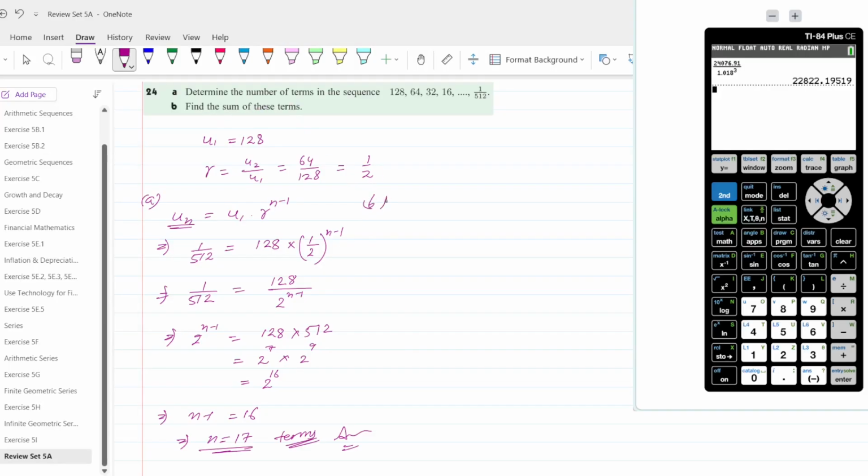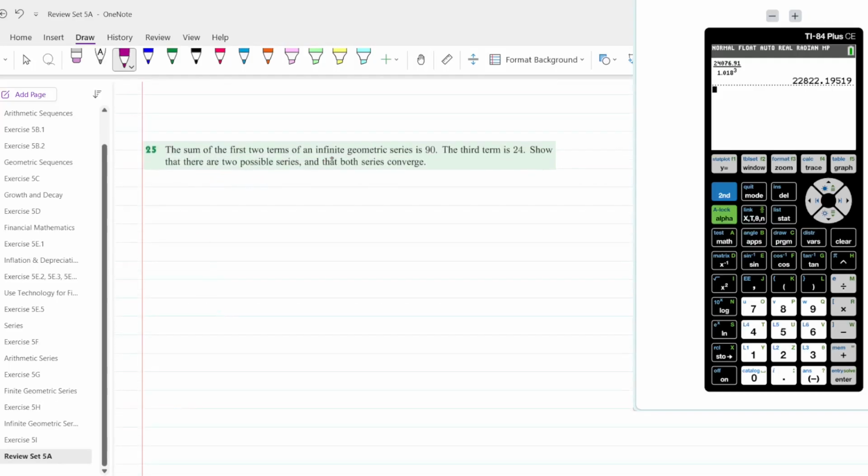Find the sum of these terms. The sum of first two terms of an infinite geometric series is 90. So u1 plus u2 equals 90. The third term is 24. u3 is 24. And we can also write u3 as u1 times r raised to the power 2. Consider this equation 1, and we can also write u1 as u1 and u2 as u1 times r. And we can write this equation as equation 2. Show that there are two possible series and that both series converge.